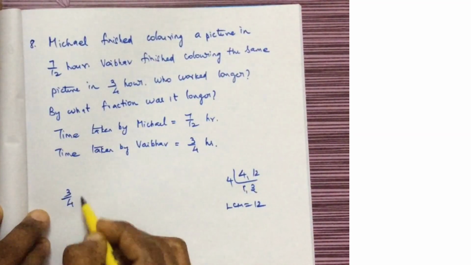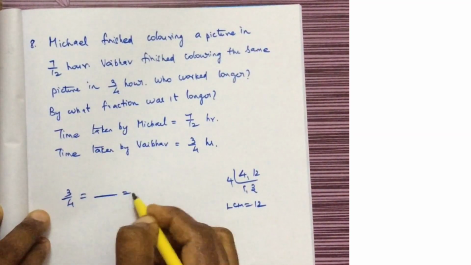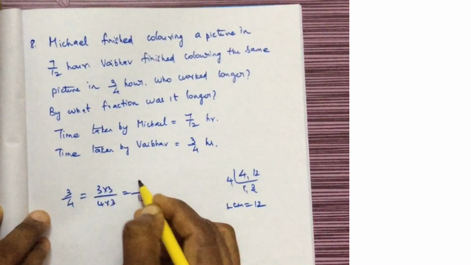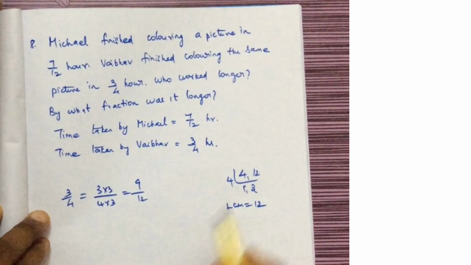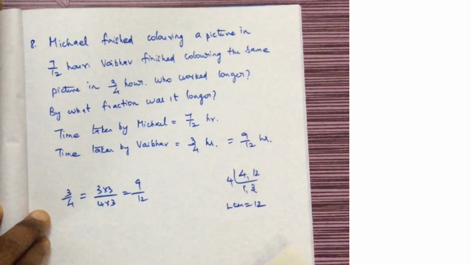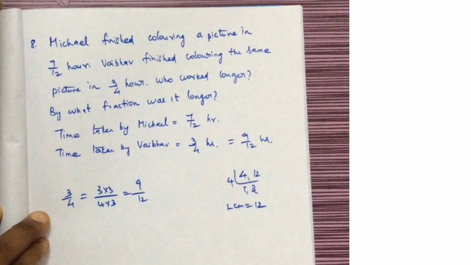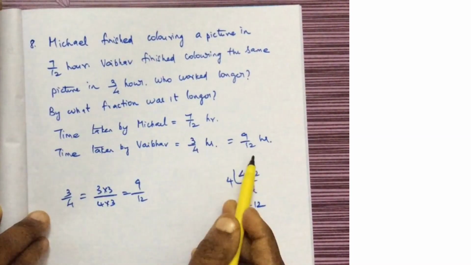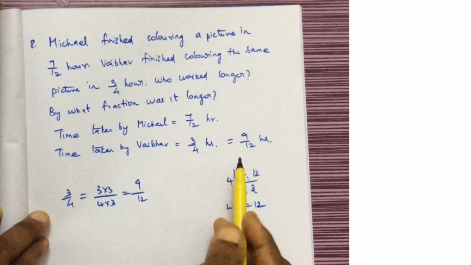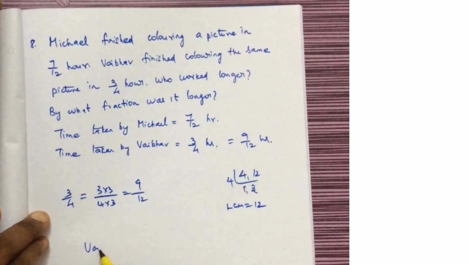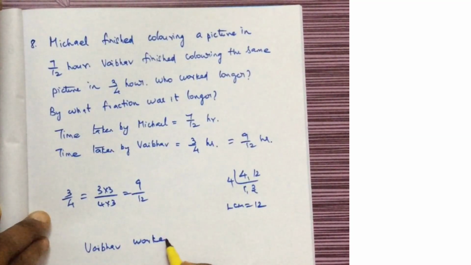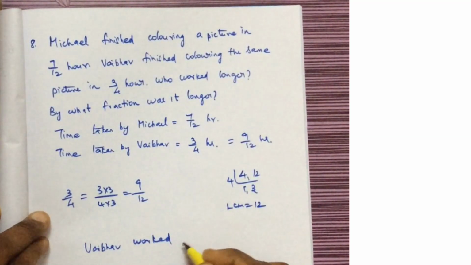So 3 by 4 I can write as 4 multiplied by 3, 3 multiplied by 3, that is 9 by 12. So instead of 3 by 4 I can write 9 by 12 hour. Now you see 7 by 12 and 9 by 12. Who worked for longer? Vaibhav worked for longer time. Therefore Vaibhav worked longer.